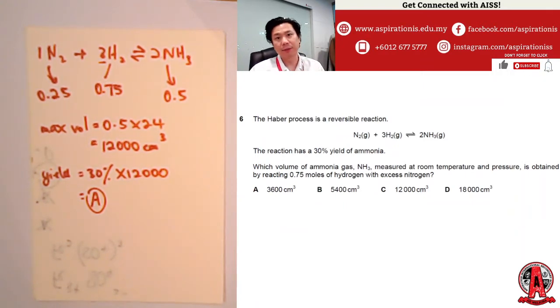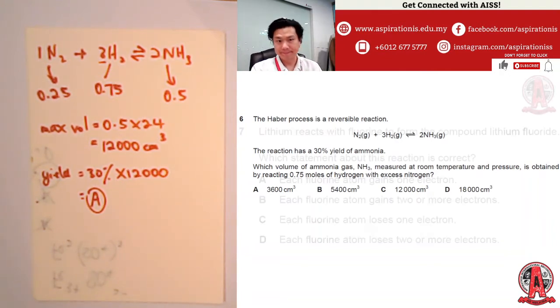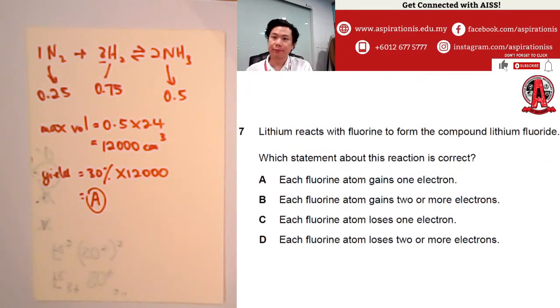Okay, if there's any questions, please put them now. If not, I'll move on to question 7. So this is a qualitative question. Let's look at each one of them.